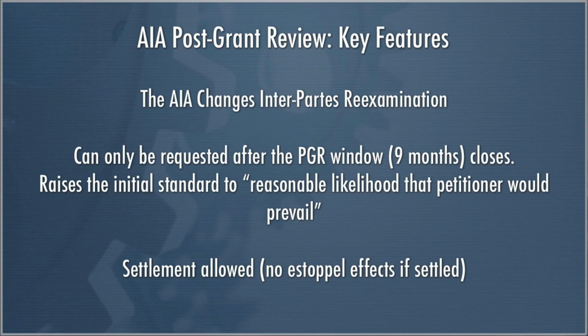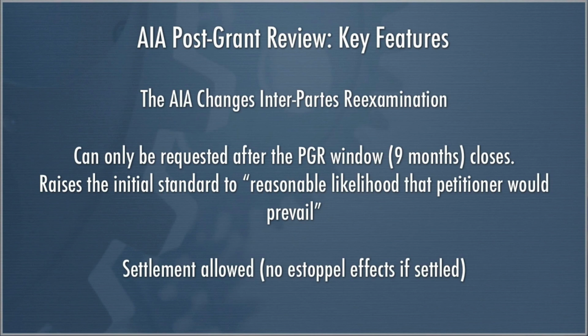You have to show that you're going to prevail, the reasonable likelihood that the petitioner would prevail. It's inter partes, so a lot of the same features are there. Settlement is now allowed, right? Again, nobody really knows yet exactly what settlement might look like in this context, but the idea, I think, is that if the parties were able to agree on the correct scope of the claim and were able to then convince the PTO that this was the correct scope of the claim, then settlement would be allowed. And no estoppel effects happen if it's been settled.